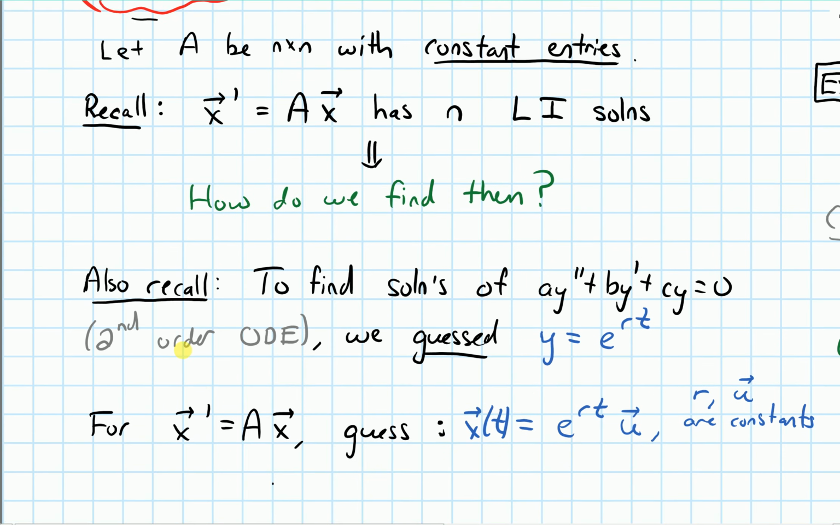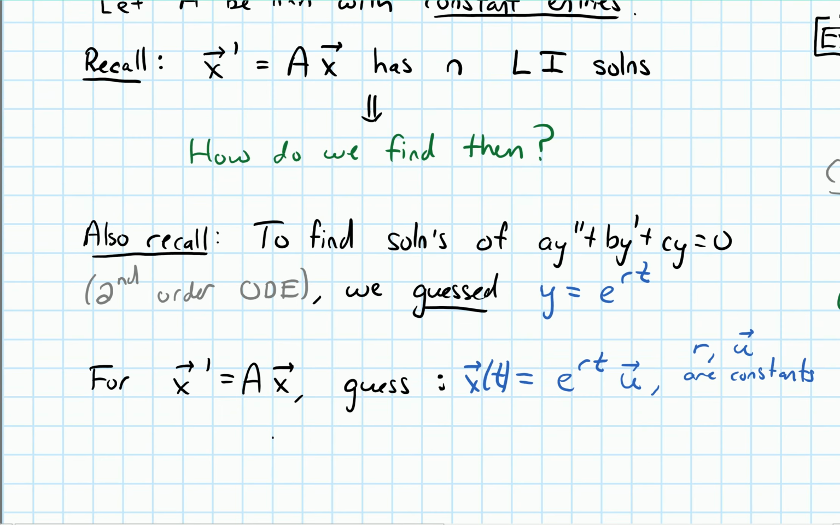The other part about this is I want to find linearly independent solutions. It doesn't help me if I pick u to be the 0 vector, because I don't generate a linearly independent solution that way. So we want u to be non-zero to get linearly independent solutions. So what happens if we take this guess and plug it into our differential equation?